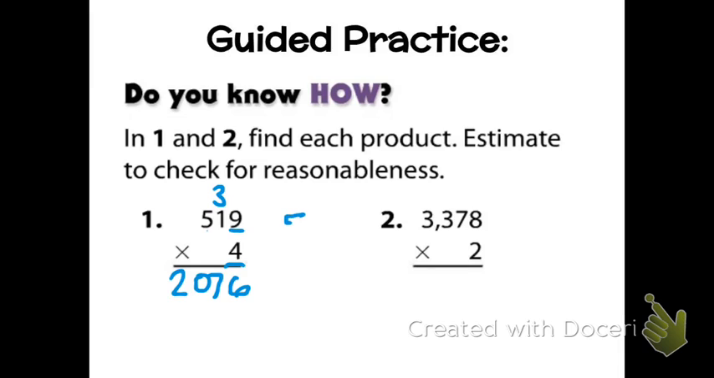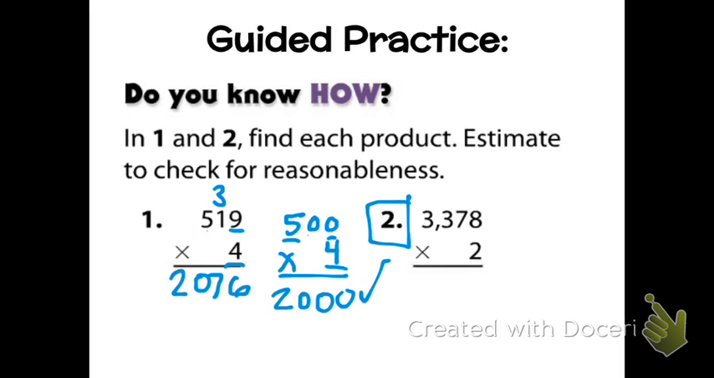Well, if I'm estimating to check for reasonableness, remember we leave our smaller number the same, and then I multiply times whatever that number was originally, the smaller number. Well, 4 times 5 is 20, with 2 zeros on the end. 2,000 is really close to 2,076, so therefore my answer would be reasonable.